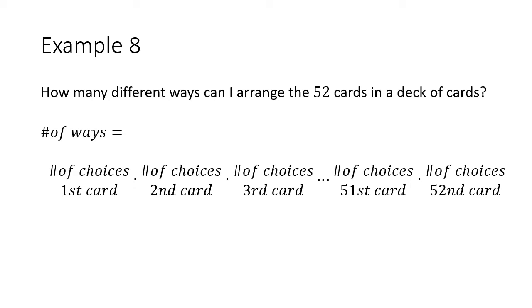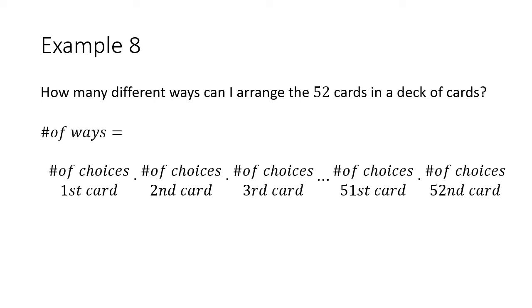Next example, how many different ways can I arrange the 52 cards in a deck of cards? Well, again, there's 52 cards. So how many ways can I choose the first card, times how many ways can I choose the second card, times the third card, and all the way down till I'm choosing that 51st card and that 52nd card. Well, the number of ways I can choose the first card is 52. There's 52 cards in the deck, so there's 52 ways I can choose the first card.